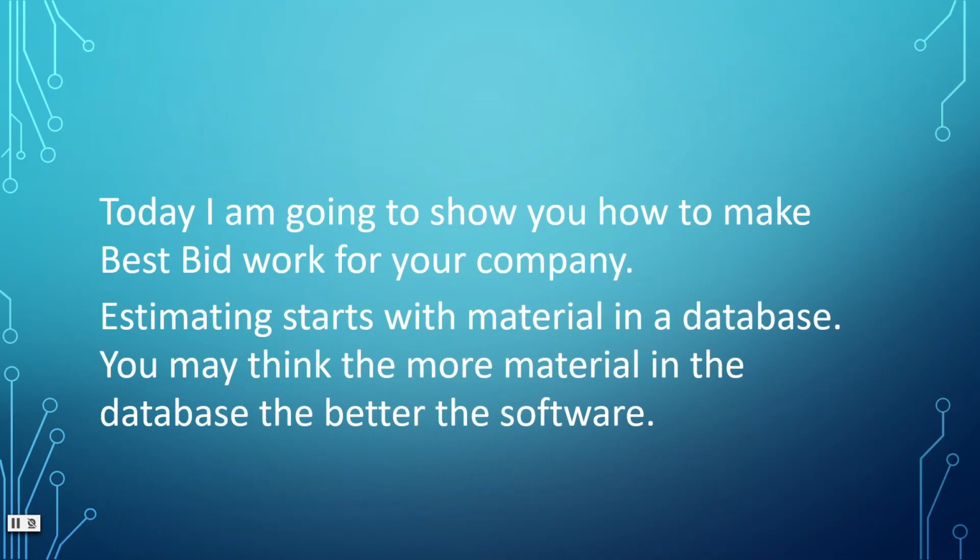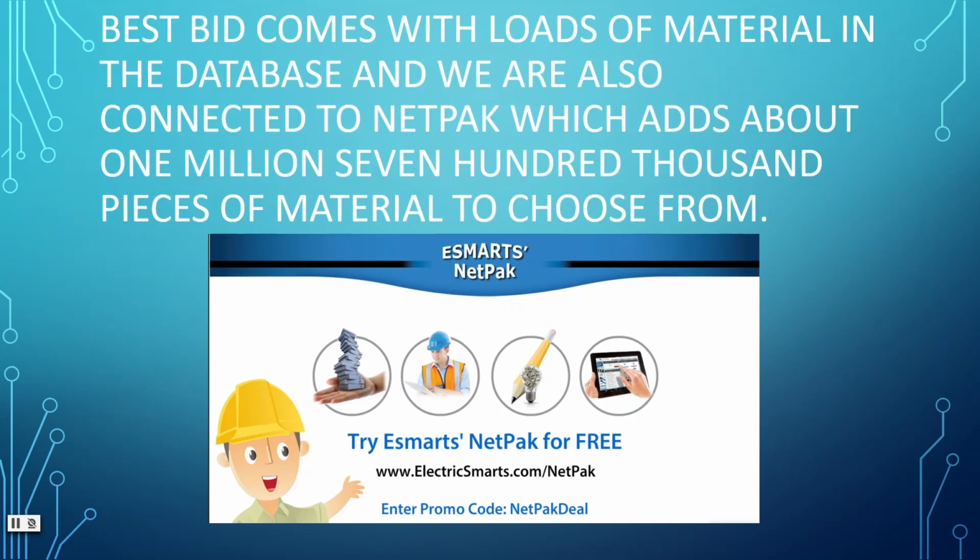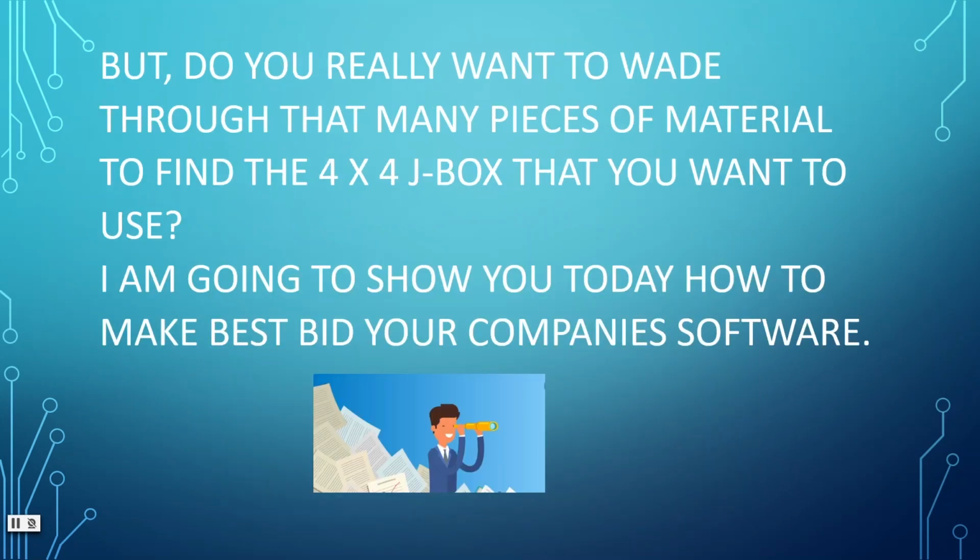Estimating starts with material in the database, so you might think the more material in the database, the better the software. Best Bid comes with loads of material in the database, and we're also connected to NetPack or NetPricer, which adds about 1,700,000 more pieces that you can choose from. You can try them out and get a free trial. Download as many of their parts and pieces in our database as you like. But do you really want to wade through that many parts and pieces just to find a 4x4 box that you want to use? I'm going to show you today how to make Best Bid your company's software.